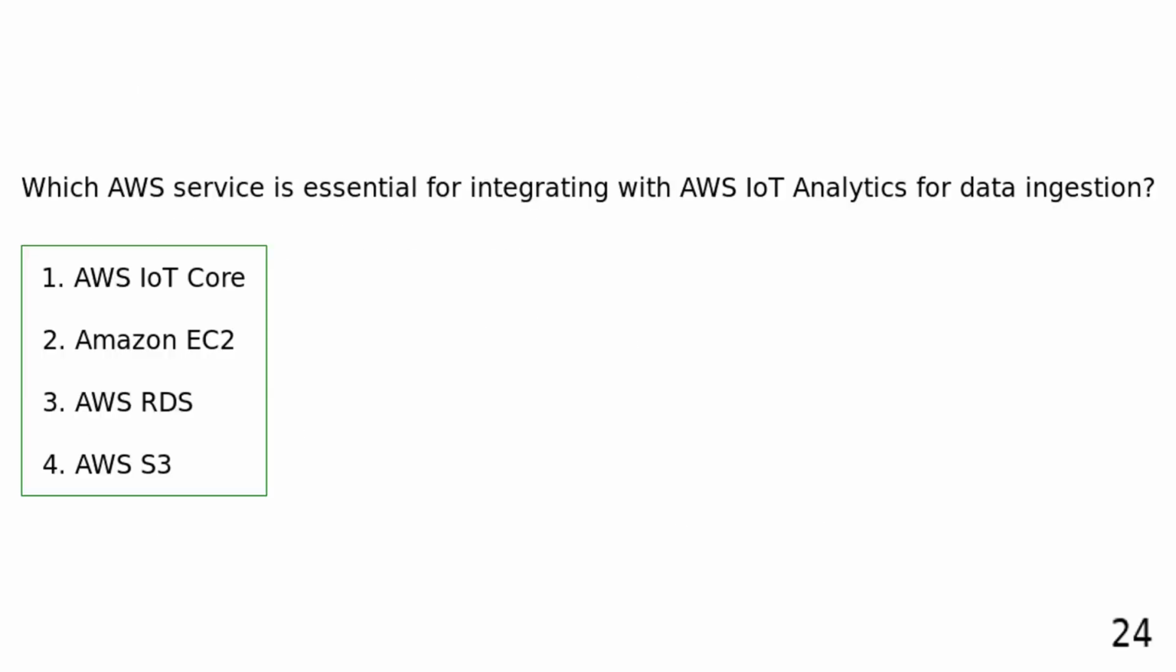Which AWS service is essential for integrating with AWS IoT Analytics for data ingestion? AWS IoT Core. Amazon EC2. AWS RDS. AWS S3.